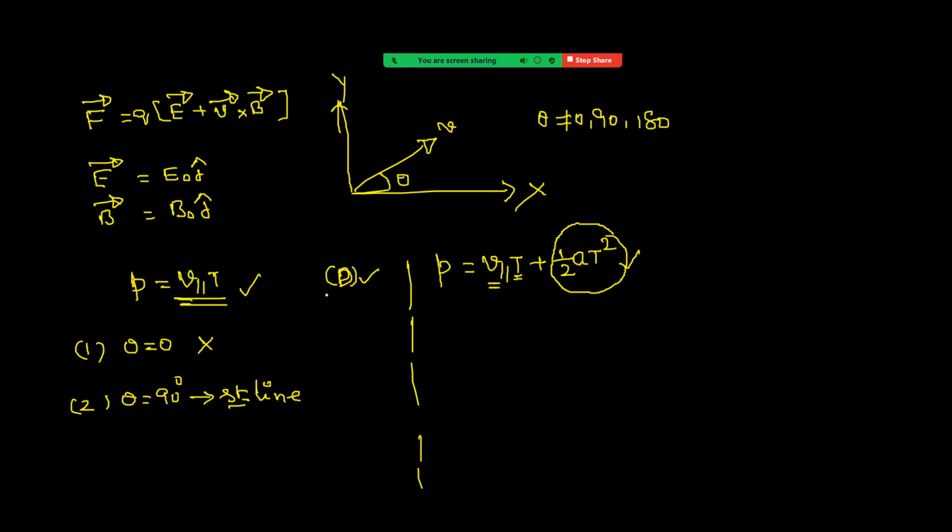Therefore, the correct options are C, right? When theta equal to 10, it is helical with increasing pitch. Why increasing? Because of the electric field. Option C is correct. Option D is also correct.